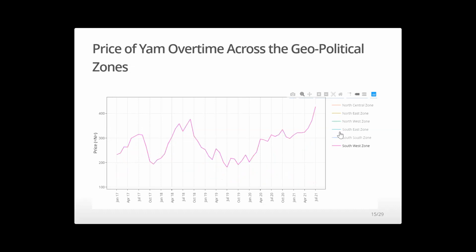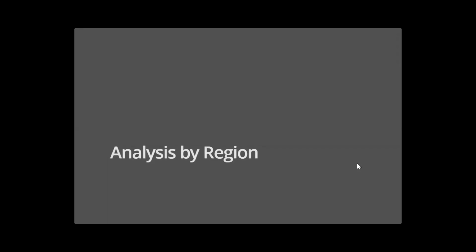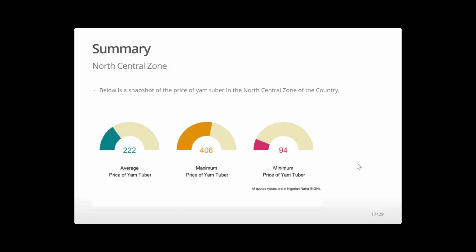Southern zone is southwest, south, and southeast. You can see that all the southern regions are actually rising. There is a rising trend in the price of yam in all of the states that make up this region. So let's take the analysis by region and look at the states that make up each of the 6 regions. So we start with North Central.